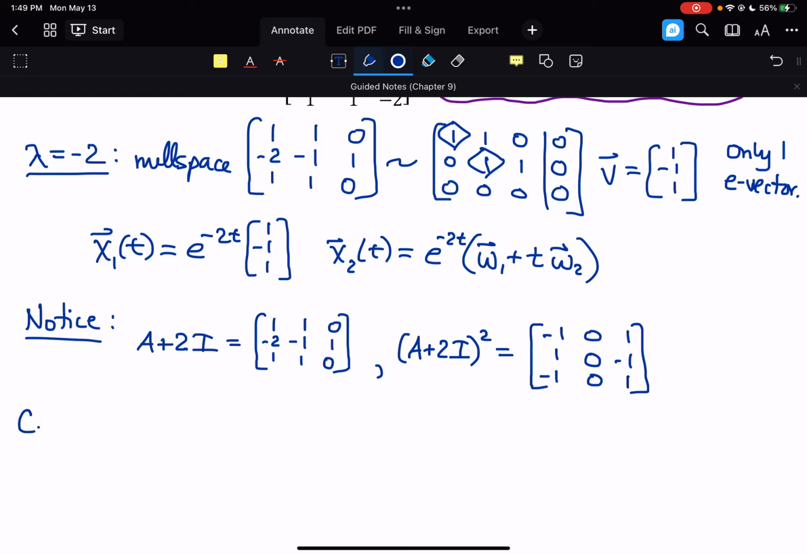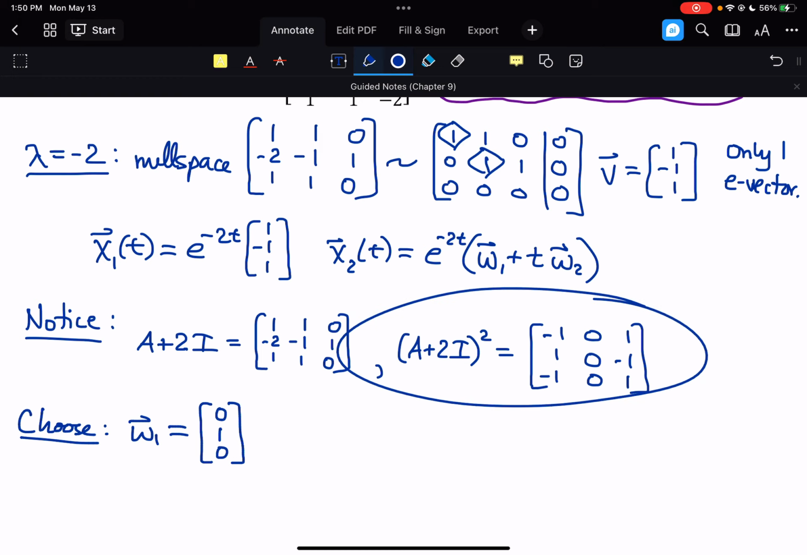So when it comes to our choice, we're going to choose w1. We want w2, so that when we multiply it by this one, we want to create an eigenvector, one that looks like this, (1, -1, 1). So notice our middle row here is basically just the same eigenvector. If we created a vector like this, (0, 1, 0), when we multiply it, it is just going to take the middle column, and that's going to be w2. If we multiply this by (A + 2I) squared, we take the middle column, which is all zeros, and that's exactly what we needed. We needed to produce the 0 vector.